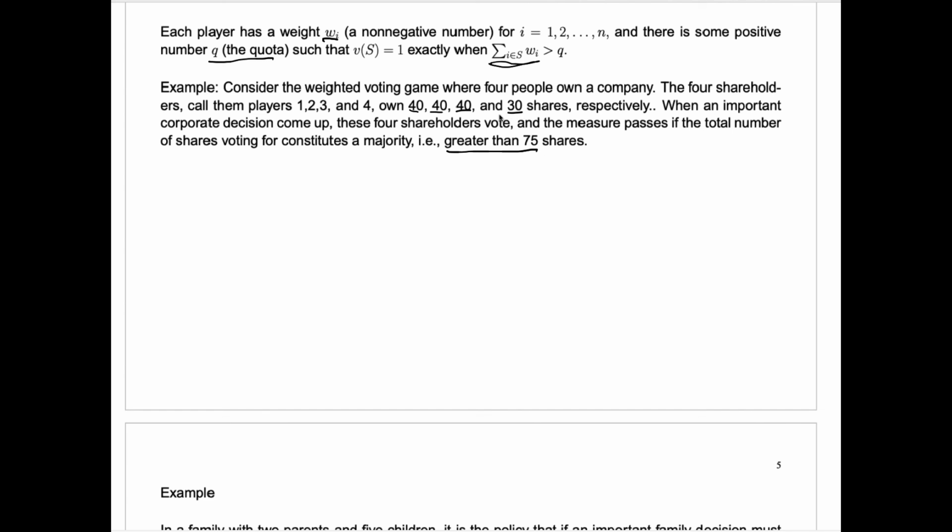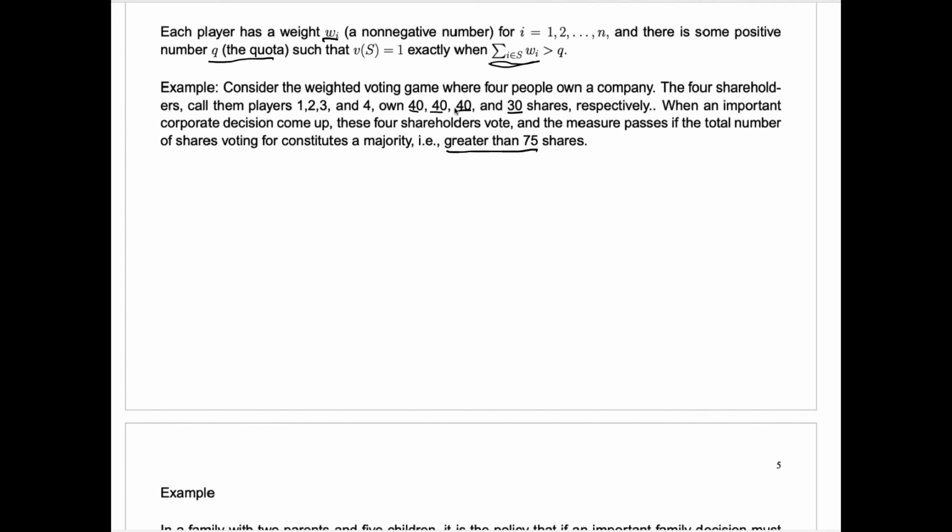The winning coalitions are those that combine to have greater than 75 shares. That could be player 1 and 2, it could be player 1 and 3, it could be player 2 and 3. It could be any superset of those, which means it could be 1 and 2 and throw in player 4 as well, or it could be 1, 2, and 3. But the simplest winning ones must include either player 1 and player 2, or player 1 and player 3, or player 2 and player 3.